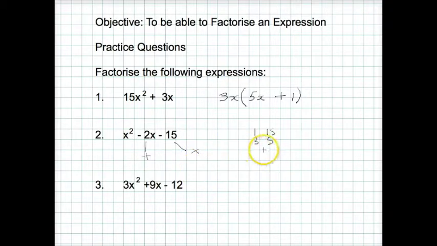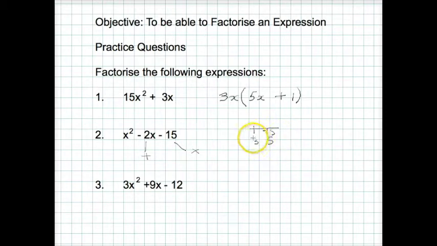Now we put our negative term in front of each of these. If you remember, when you're multiplying, to get a negative answer, you must have a negative and a positive. So we could have a negative 1 and a positive 15. Well, negative 1 add 15 gives us 14, so it can't possibly be that. What about a positive 1 and a negative 15? Well, 1 add negative 15 gives us negative 14, so it can't possibly be that.